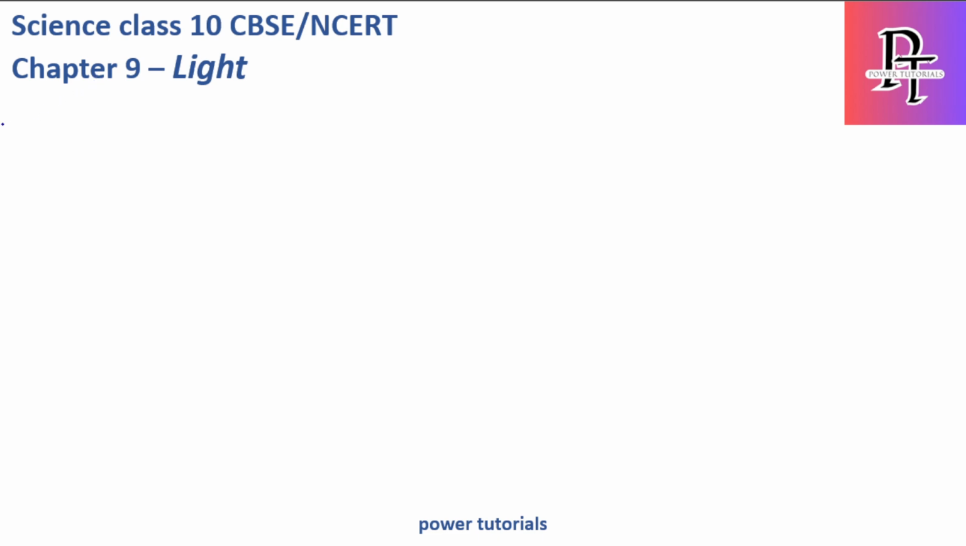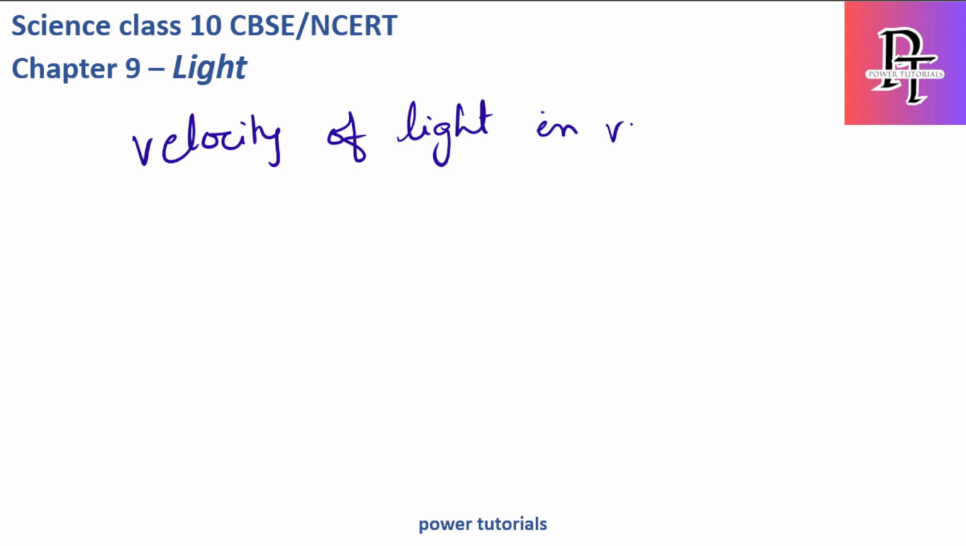Okay. So what is the velocity of light in vacuum? I'm sure everyone might have studied it in your previous classes. This is a very important value. The answer is 3 into 10 to the power of 8 meters per second.